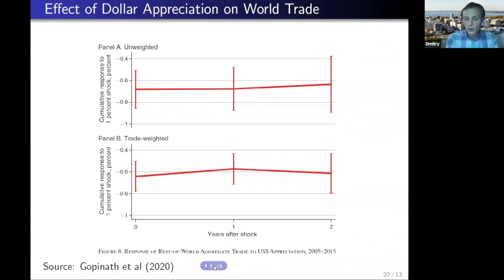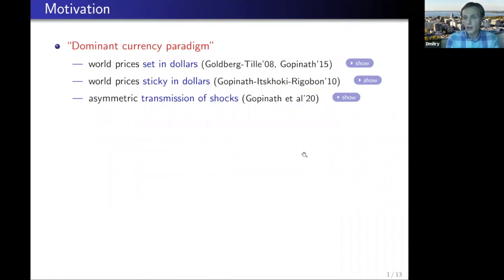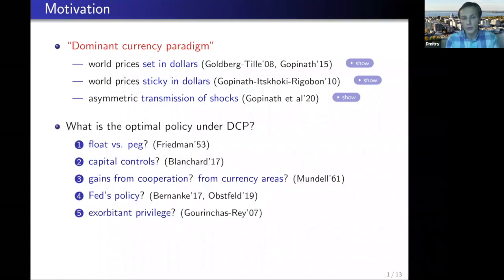So all these facts together suggest that dollar currency pricing is important. It has important policy implications, and yet this question remains largely understudied. So even though we now know much more about empirical patterns, we know about the positive effects of dollar currency pricing, relatively little is known about the normative implications of DCP. And so that's exactly the focus of this paper.